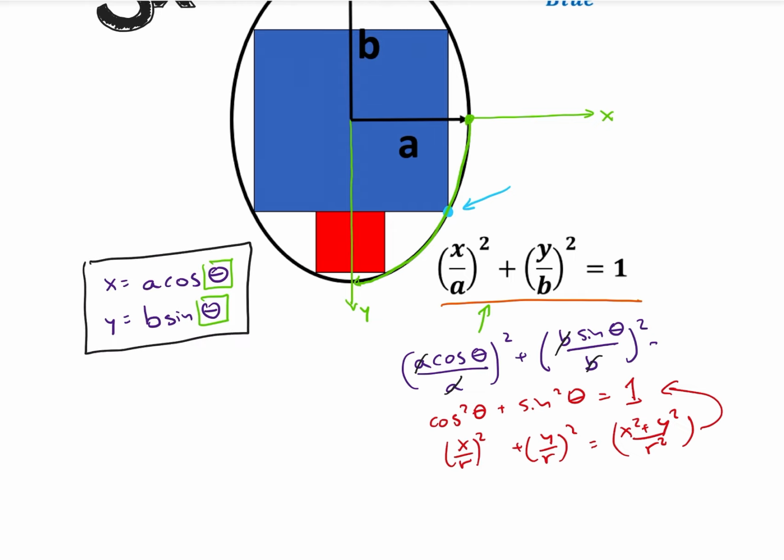Theta is not exactly the angle off of my axis like it would be in polar, so it doesn't mean the exact same thing, but it is a parameter that will follow that curve.